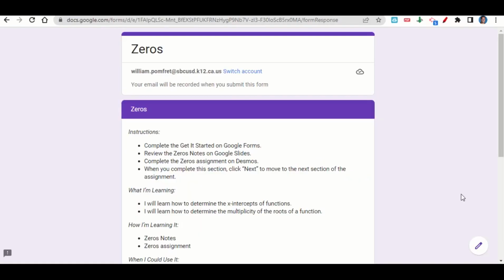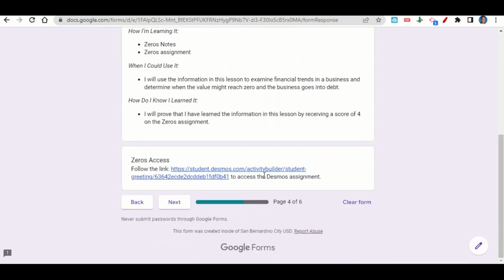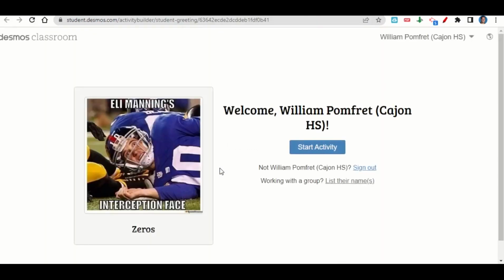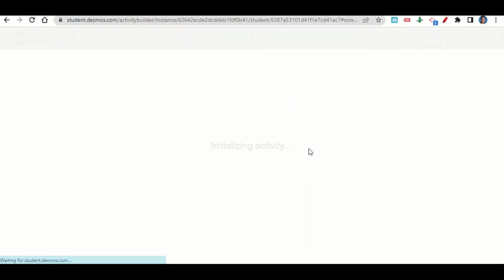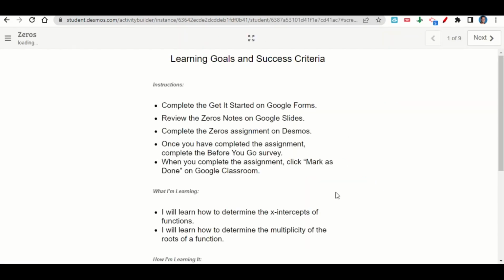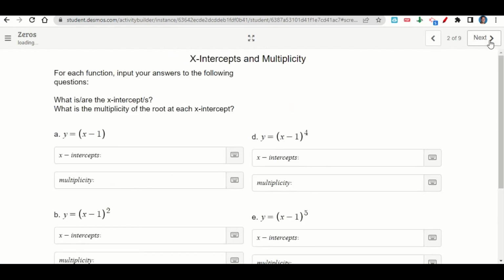Let's take a look now at the zeros assignment. The assignment begins with the learning goals and success criteria. If we scroll down, there's a link here to take us to the Desmos activity. Go ahead and click on that link, and it should take you to a page that looks like this. We'll go ahead and click Start the Activity. The assignment begins with the learning goals and success criteria. We'll go ahead and click Next.